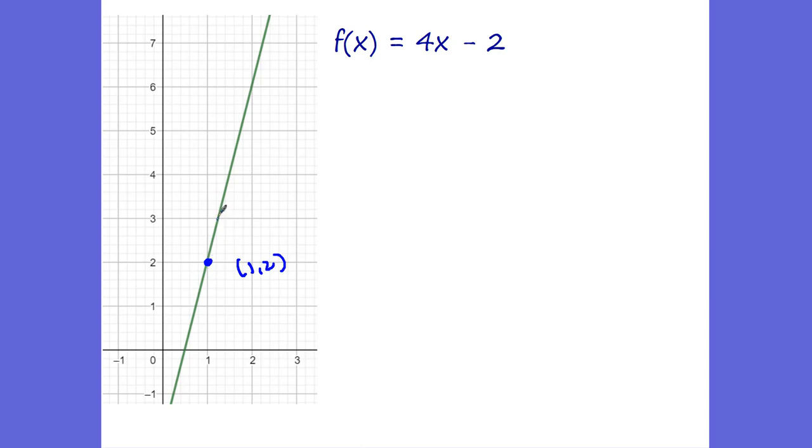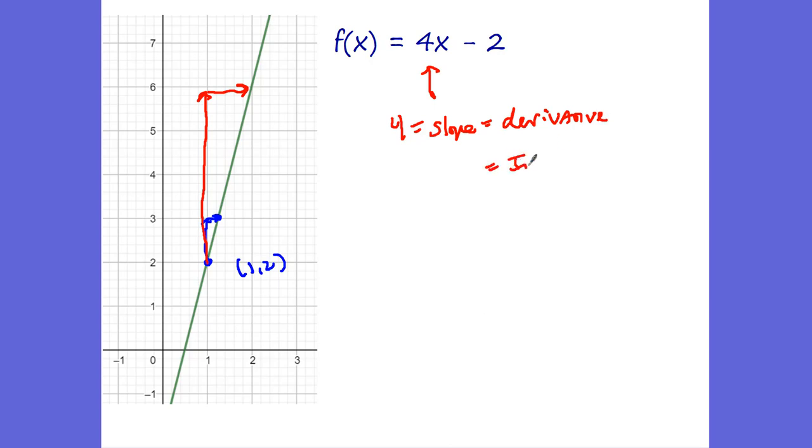Well, we're going to look at a different point, aren't we? And we're going to take a look at its rise divided by run. Now, what's great about this linear function is it's linear, which means the rate of change is not changing. I can take any 2 points, and what do you know? The rate of change is equal to 4. And we call that the slope, or the derivative, or the instantaneous rate of change at any single point in time.